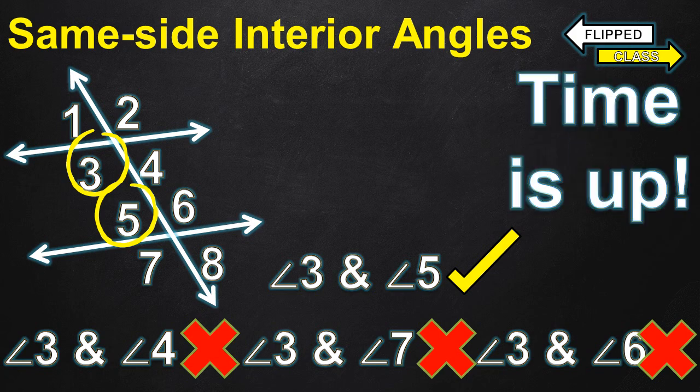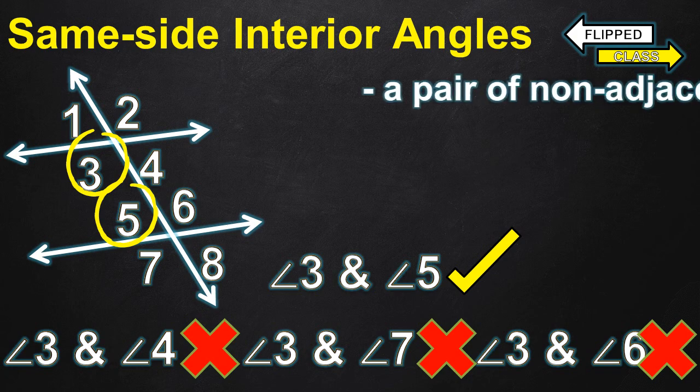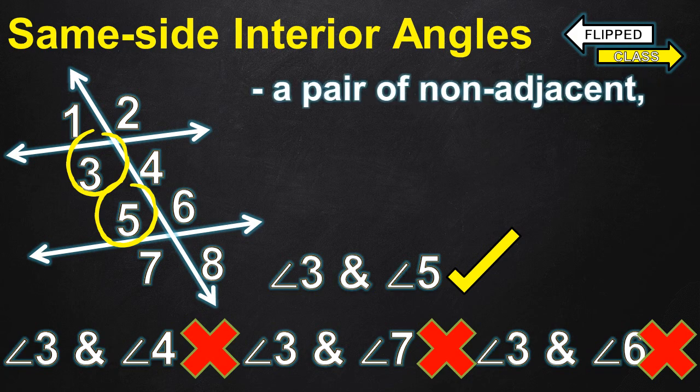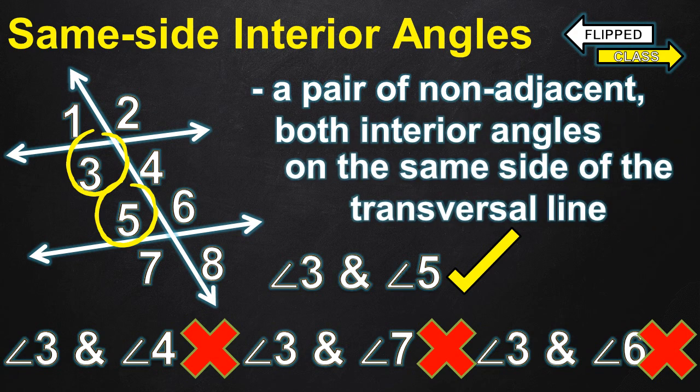Okay, time is up. What makes angle 3 and angle 5 same side interior angles? It's already there. Look at the name itself. You can actually have a definition from that. They must be a pair, again, of non-adjacent angles, because 3 and 4 are not. At the same time, they must both be found on the interior, and when we say same side, they are on the same side of the transversal line.